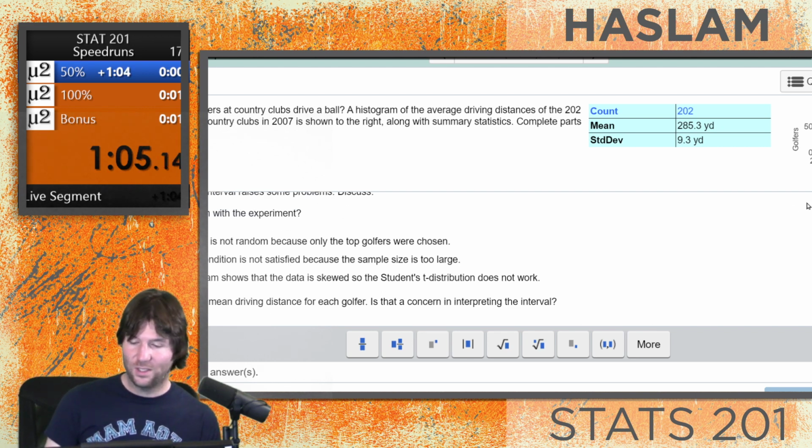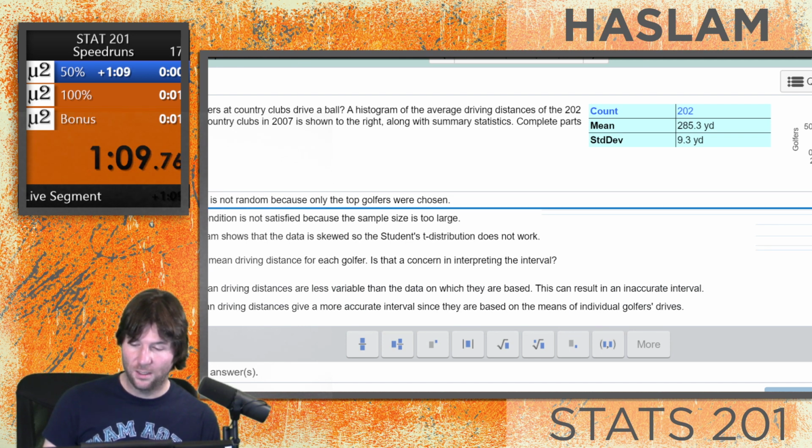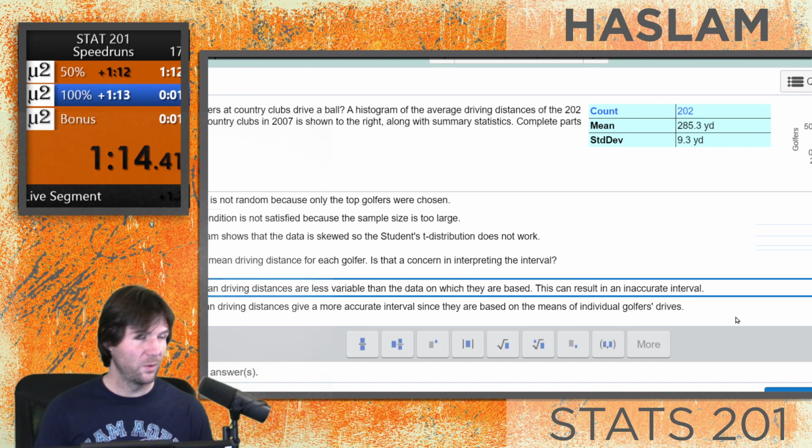Interpret this interval. What is the problem with this experiment? Okay. It's not skewed. The sample is not random because it's only the top golfers, and the data are for the mean. Is this a concern interpreting the interval? Yes, it is a concern because we're doing the mean of the mean.